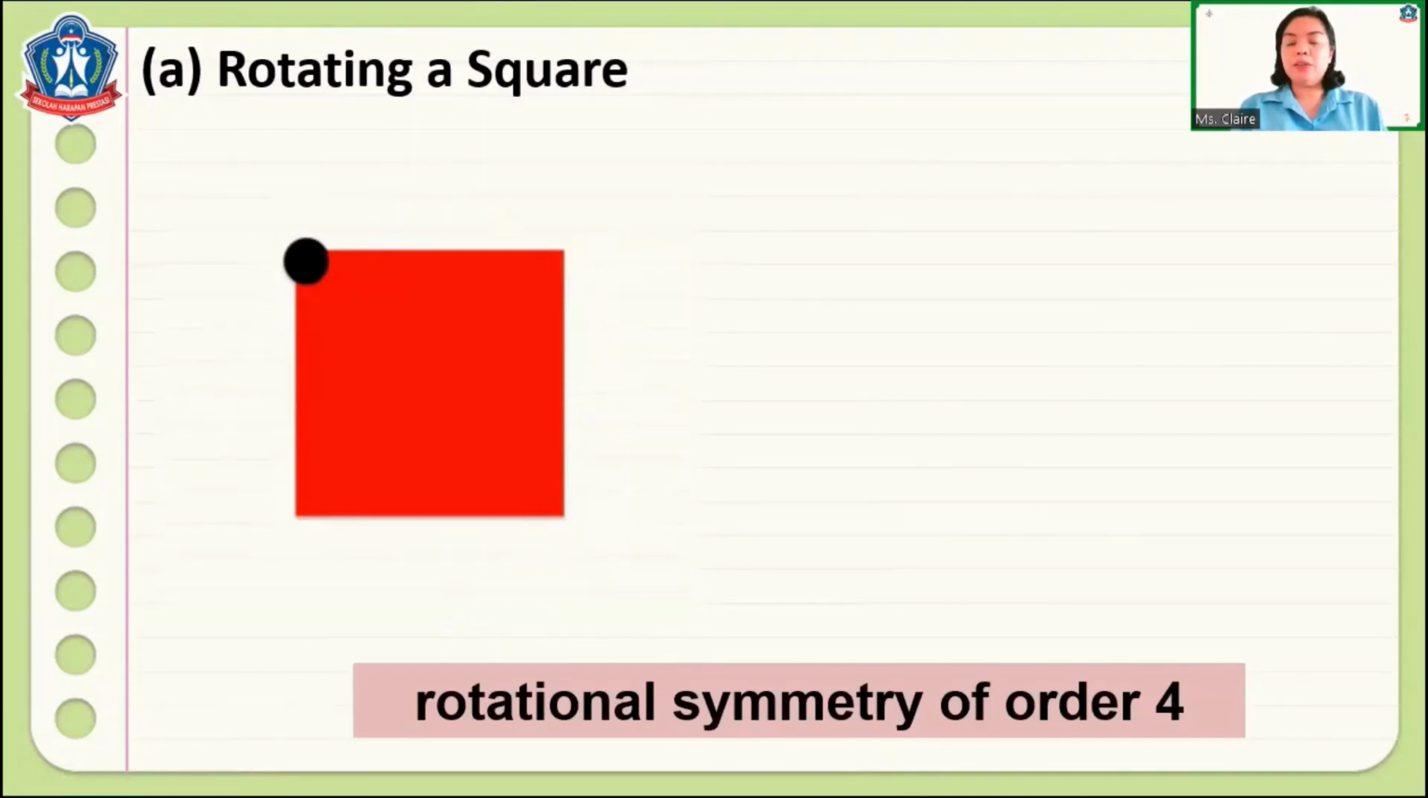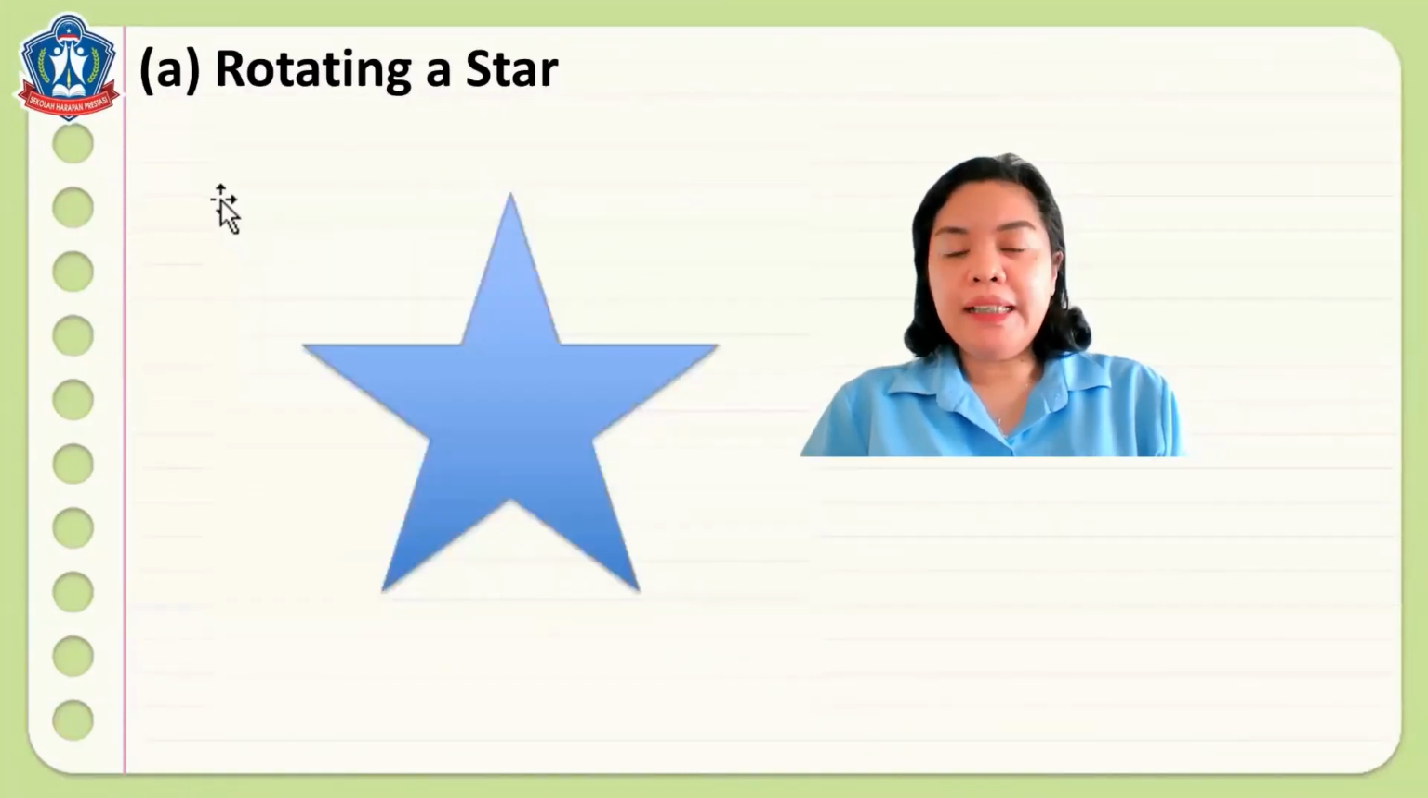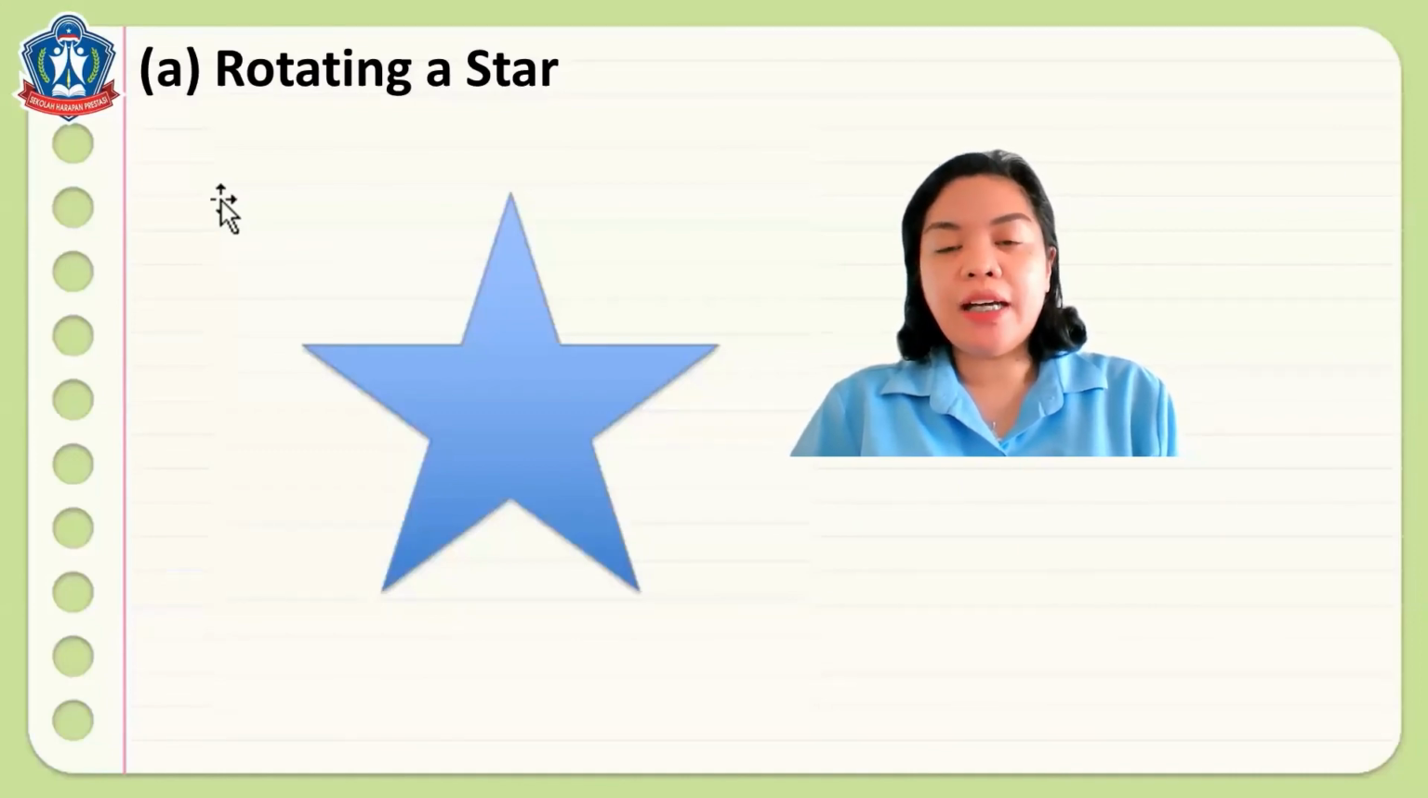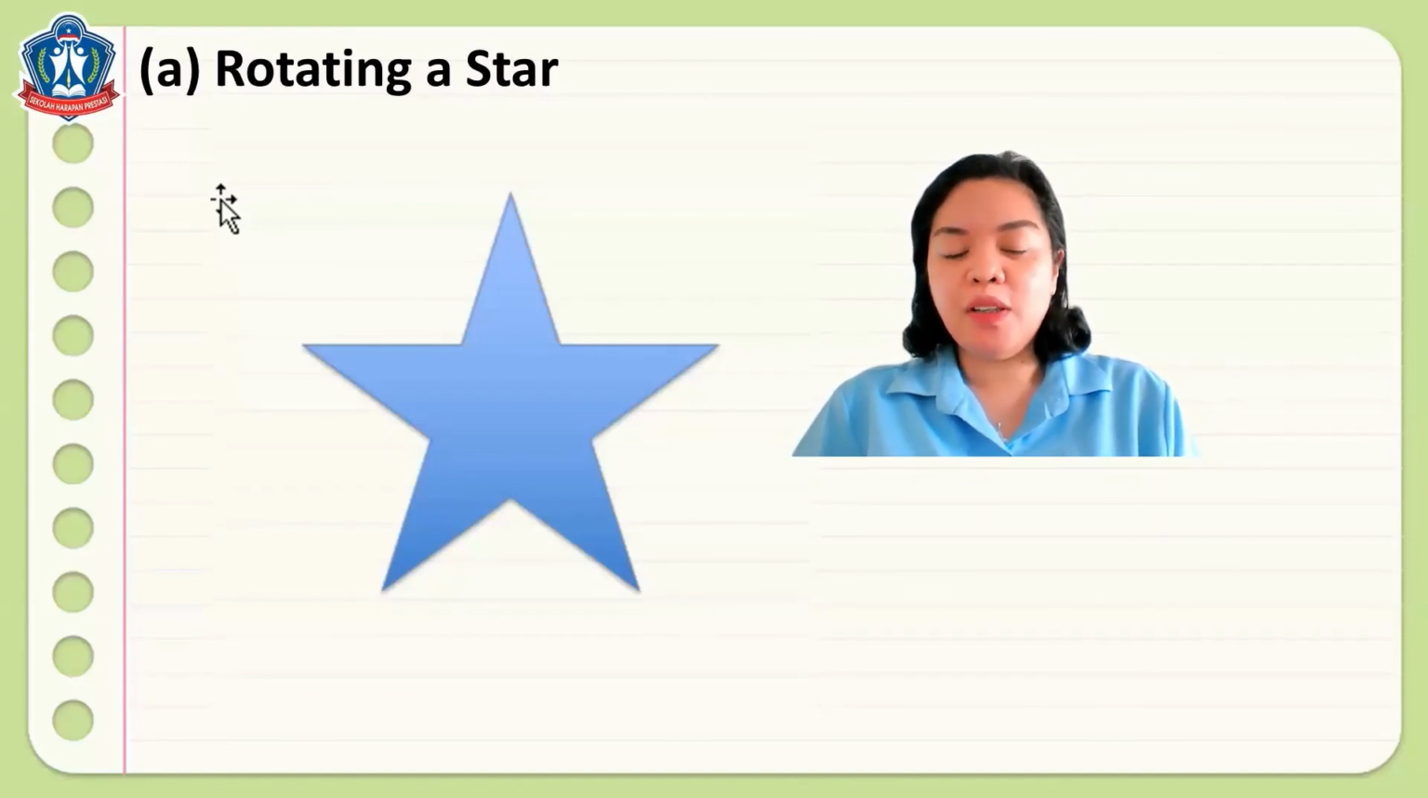The rectangle has 2. Try to find the other quadrilaterals, and how many rotational symmetries or what order they have. Okay, P6, I have here a star. Can you try to rotate a star and count the order of rotational symmetry of the star? Okay, if you know, share your answer during our class.